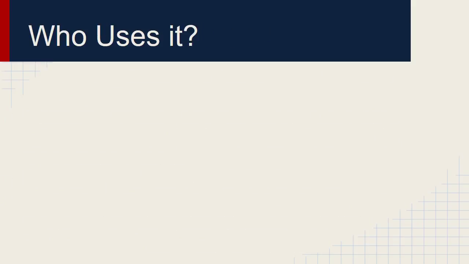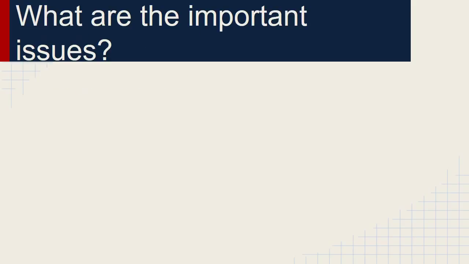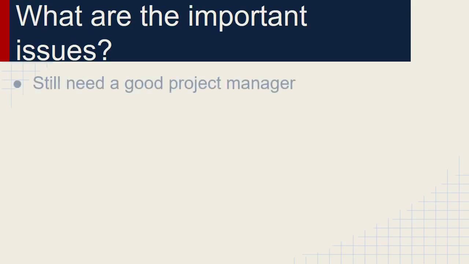Who uses it? The 5 process groups are used by project managers. The more complex a project is, the more processes will be involved through its life cycle. Even though the steps are laid out into 5 clearly defined groups that help guide you through the project, you still need a good manager to know how and when to use these concepts.